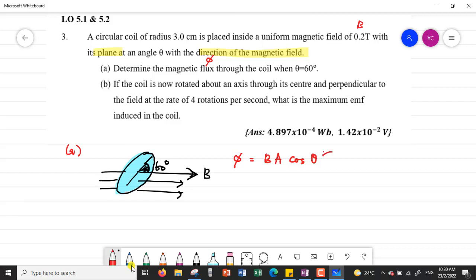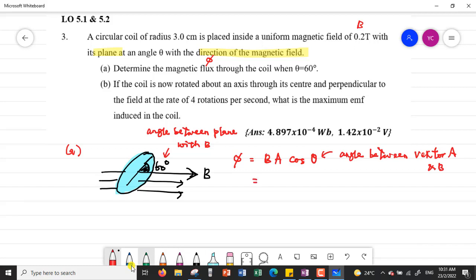But we have to bear in mind, if you recall what we discussed in the previous tutorial lesson, theta refers to the angle between vector A and vector B. So in this equation, the angle shouldn't be 60 degrees, okay? This 60 degrees is the angle between the plane of the coil and B. So this is not the value that we should substitute in order to calculate the flux.